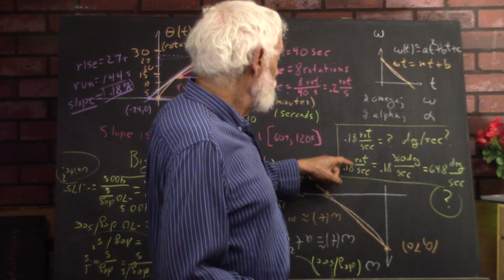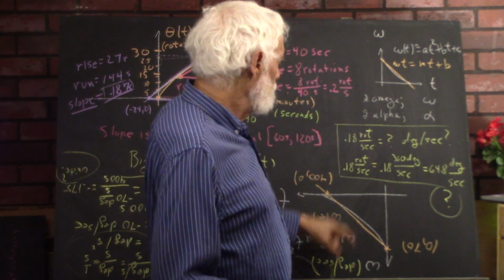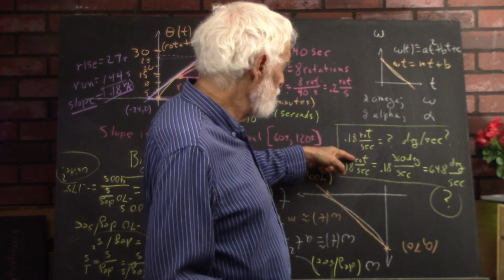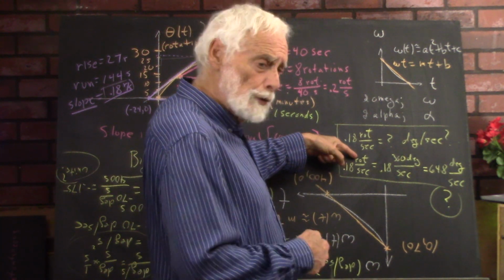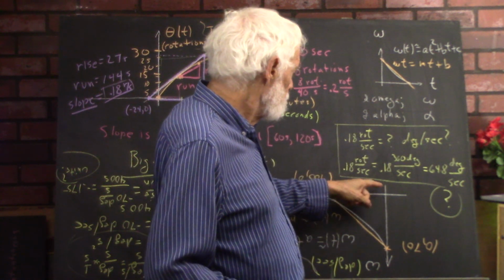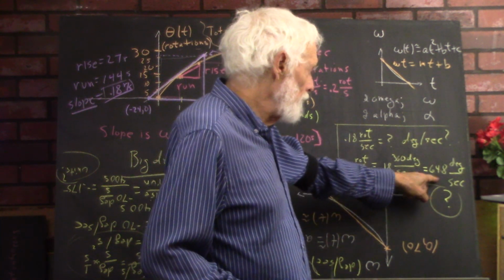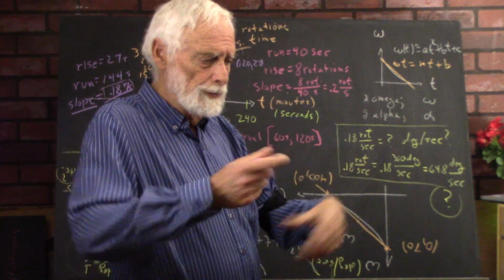Okay, so 0.18 rotations per second equals how many degrees per second? Well, a rotation is 360 degrees. So if I replace a rotation here with its degree equivalent, 360 degrees, and then do a little multiplication, I get what you get if you do the whole thing with lining up your units and canceling stuff.